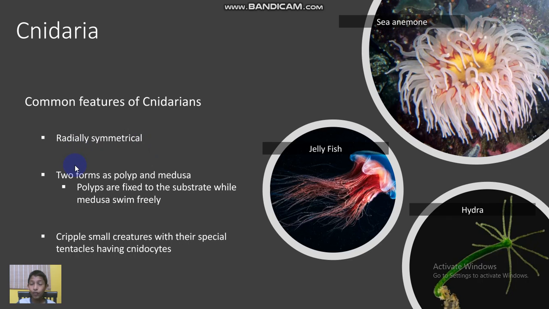Cnidarians come in two forms: polyps and medusa. Polyps are fixed to the substrate, while medusa are free-swimming creatures. Cnidarians cripple small creatures with their special tentacles having cnidocytes.